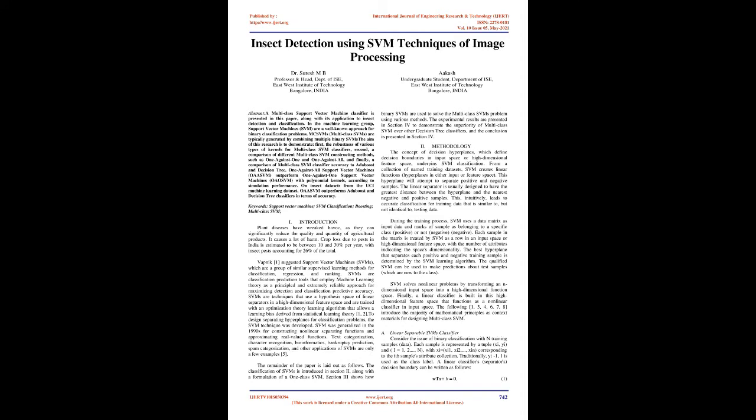1 against all support vector machines, OAASVM, outperform 1 against 1 support vector machines, OAOSVM, with polynomial kernels, according to simulation performance. On insect datasets from the UCI machine learning dataset, OAASVM outperforms Adaboost and Decision Tree classifiers in terms of accuracy. Keywords: support vector machine, SVM classification, boosting, multi-class SVM.